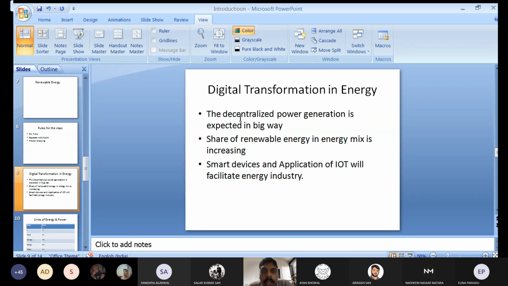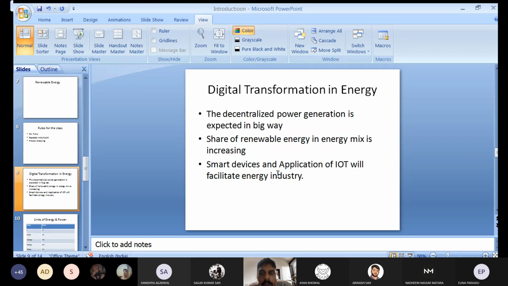Now the trend is decentralized. If we want power, we should produce it in the campus itself. That is decentralization. If you want power in a village, you can produce it there itself. So that is the trend. The share of renewable energy in the energy mix is increasing. Smart devices and application of IoT will facilitate this.